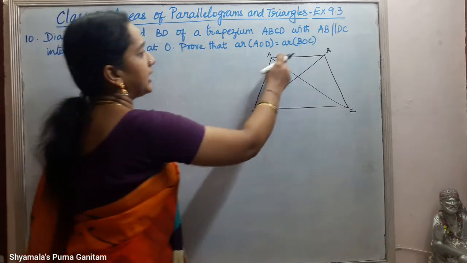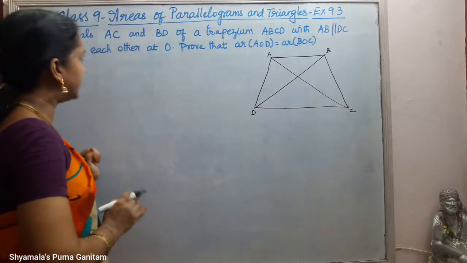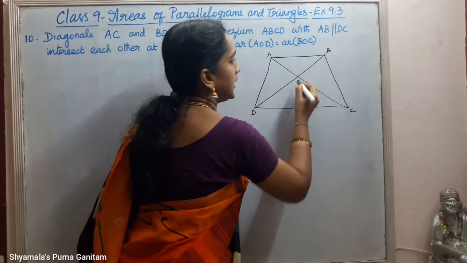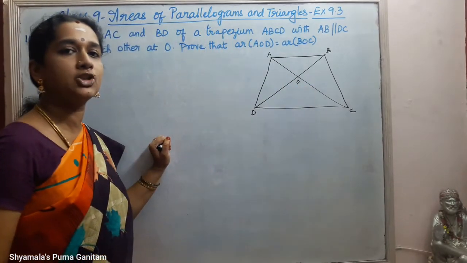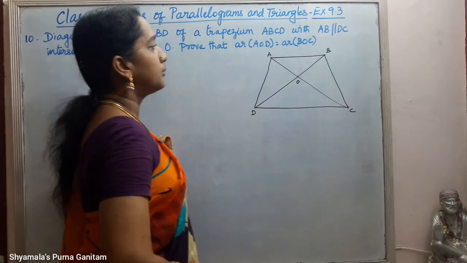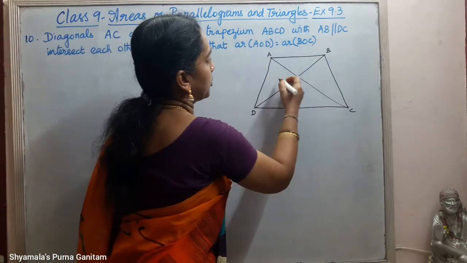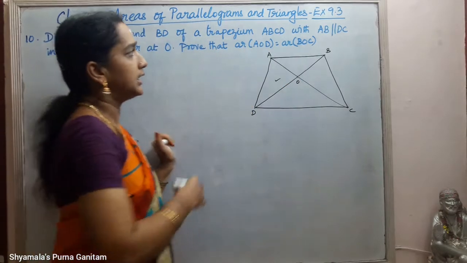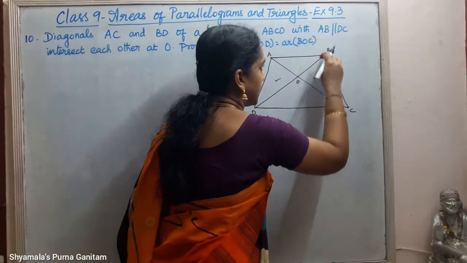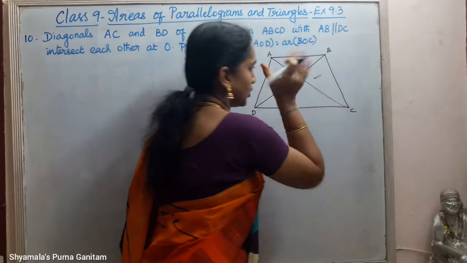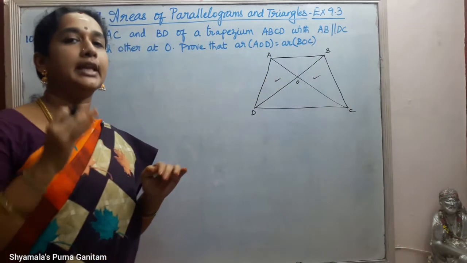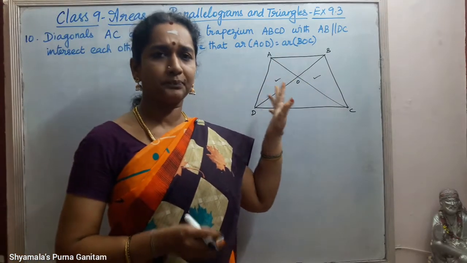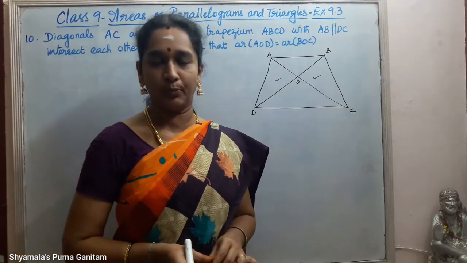It is given that AB is parallel to DC. The diagonals intersect each other at the point O. Prove that the area of triangle AOD and the area of triangle BOC, these two triangles, are equal. That we are asked to prove.